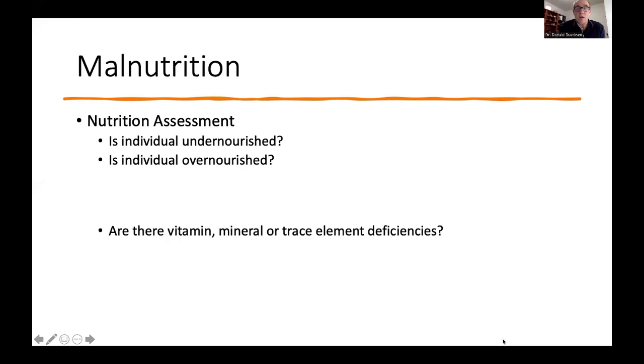And I'm going to leave that topic completely for Ines to talk about next. So I'm not going to talk at all about that, but I am going to talk a bit about undernutrition and a bit about overnutrition.